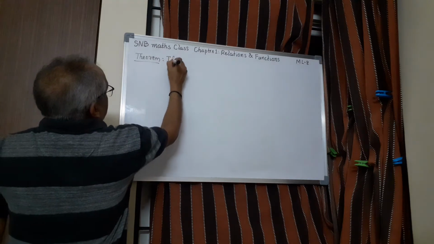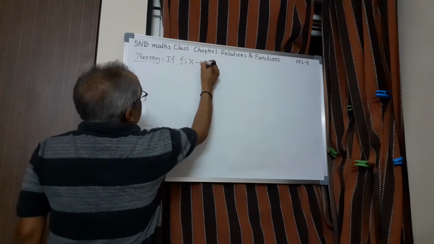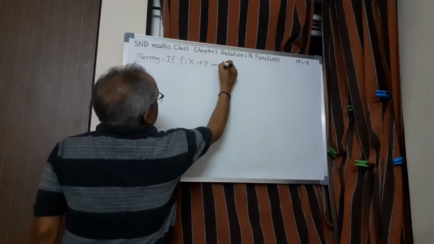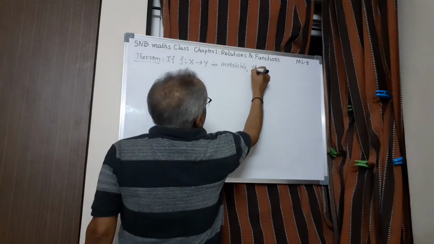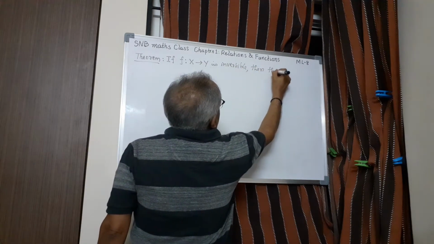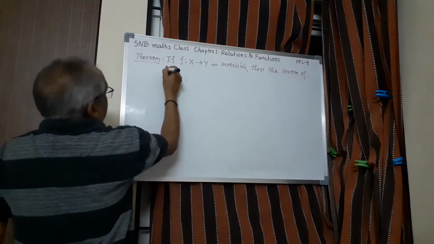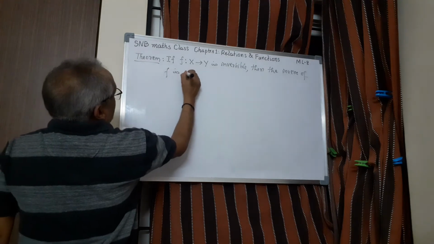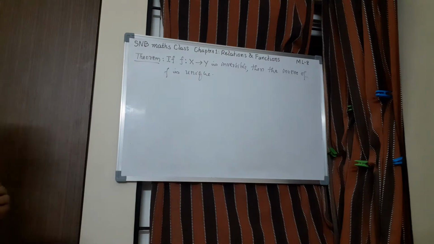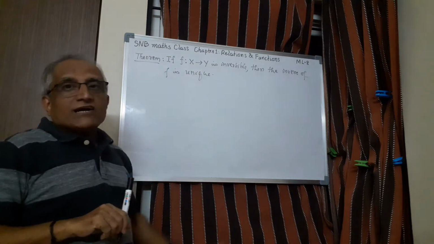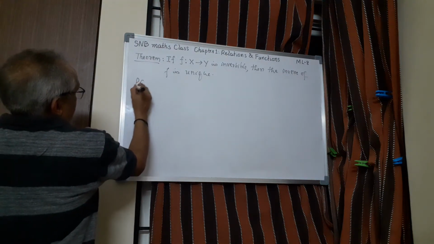If f from X to Y is invertible, then the inverse of f is unique. So this is the theorem. That means a given function f cannot have two inverses. So let us prove this one.